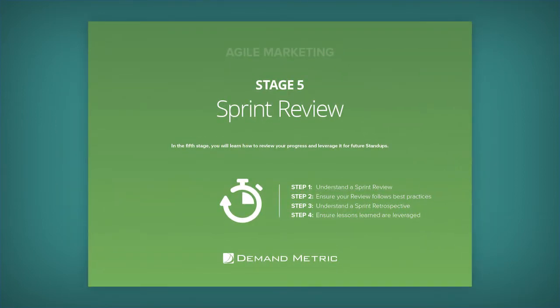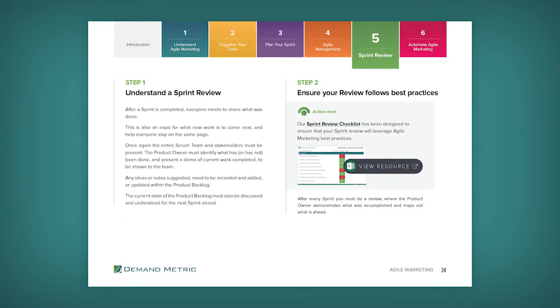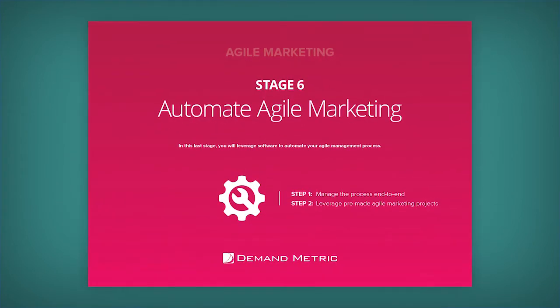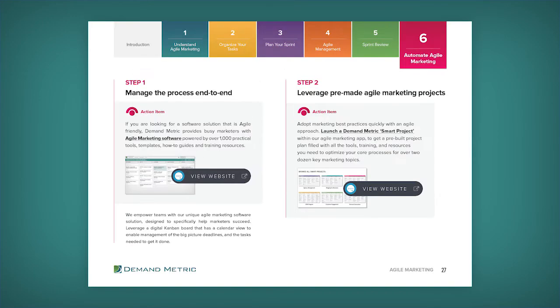In stage 5, it's the sprint review. And here you're going to understand how sprint reviews work and ensure your review follows best practices. You're also going to understand a sprint retrospective and ensure lessons learned are leveraged. In the last stage, stage 6, you're going to be automating agile marketing. And here you're going to be learning about how to use software to manage the process end-to-end and how to leverage pre-made agile marketing projects.